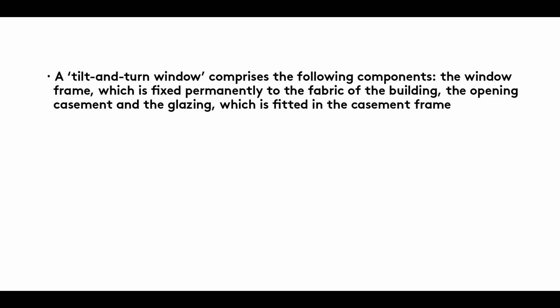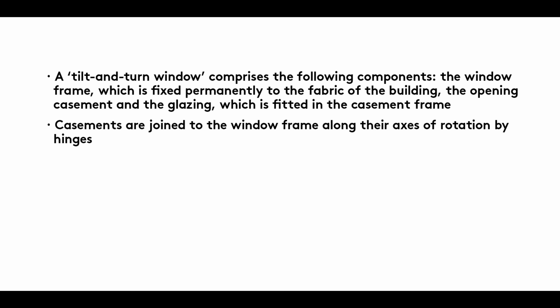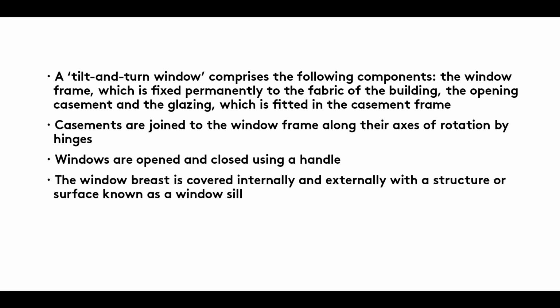Summary: a tilt and turn window comprises the following components: the window frame, which is fixed permanently to the fabric of the building, the opening casement, and the glazing, which is fitted in the casement frame. Casements are joined to the window frame along their axes of rotation by hinges. Windows are opened and closed using a handle. The window breast is covered internally and externally with a structure or surface known as a window sill.